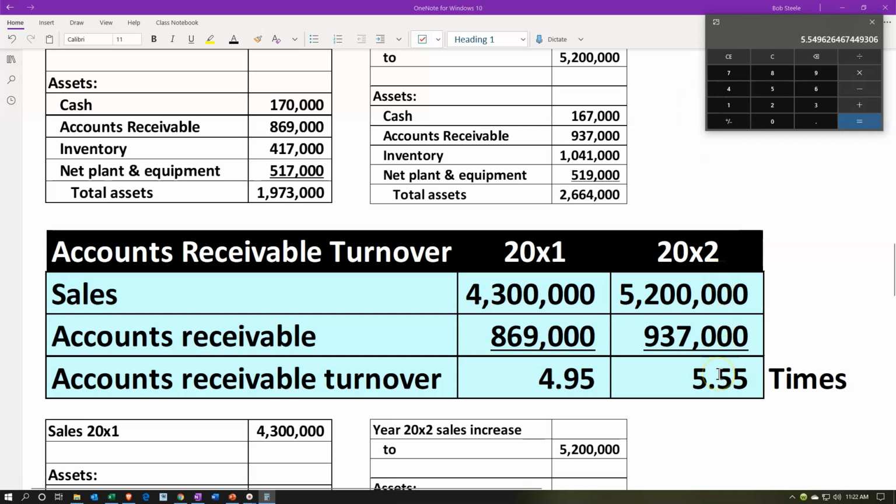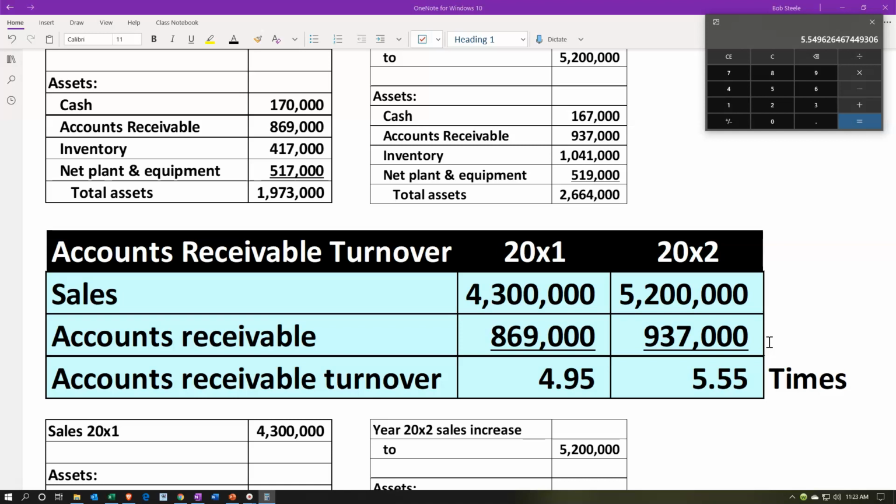So notice year 2 is turning over faster, so that would typically be better, right? That would be a better thing. The sales are higher, so that is good. The receivables are higher as well. May or may not be good, right? Because we'd like the sales to be up and the receivables to be down, because that would indicate that we're collecting on the receivables, collecting on more receivables.